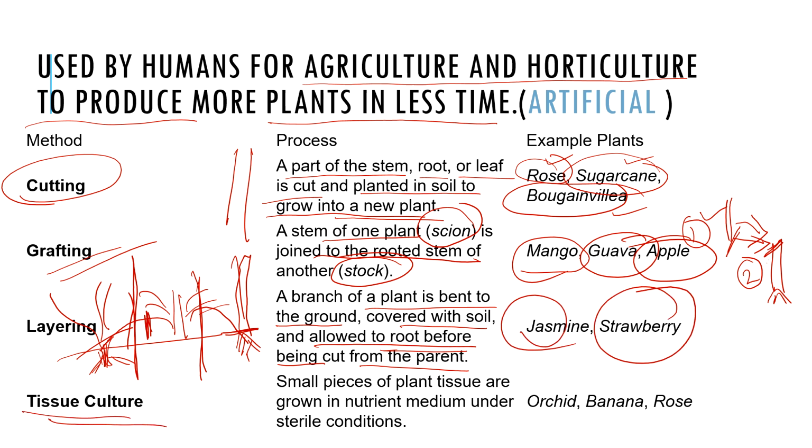Last but not the least, an artificial method of propagation is tissue culture, where small pieces of plant tissues are grown in nutrient medium under sterile conditions. Orchid, banana and rose are examples of this. So let us see these diagrams of grafting, layering and tissue culture.